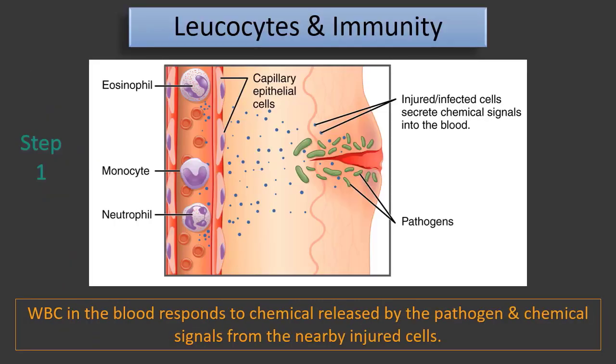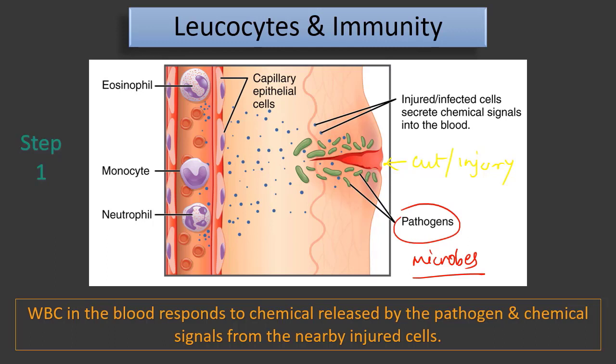Now let's talk a little bit about the leukocytes or the WBC and immunity, which is related to what we are talking about here. As you can see here, there is some sort of cut or injury. Because of that, what is going to happen is the pathogens, which can be microbes, get entry inside the body.